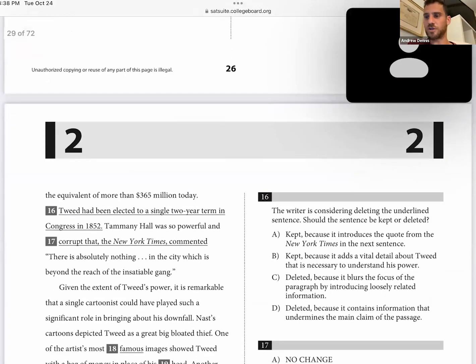Kept because it introduces the quote from the New York Times in the next sentence. Kept because it adds a vital detail about Tweed that is necessary to understand his power. Deleted because it blurs the focus of the paragraph by introducing loosely related information. Deleted because it contains information that undermines the main claim of the passage. Any thoughts here?